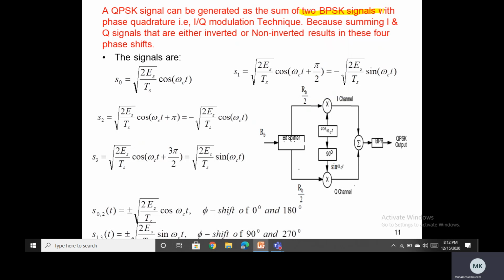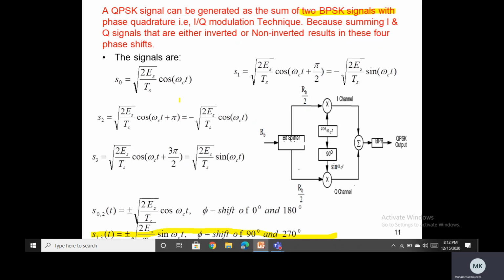Two BPSK signals with phase quadrature. And S1 and S3, again S1 is minus square root 2 ES over TS sine omega CT, and S3 is square root 2 ES over TS sine omega CT. So this is the second BPSK, and there is a phase shift of 180 degree between these two.